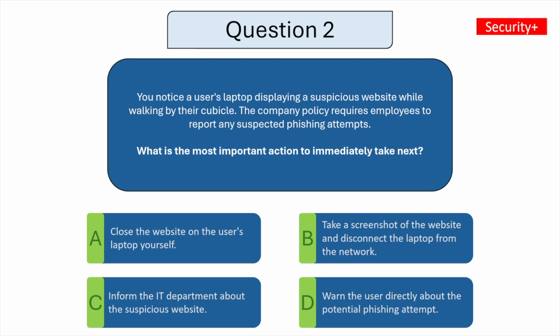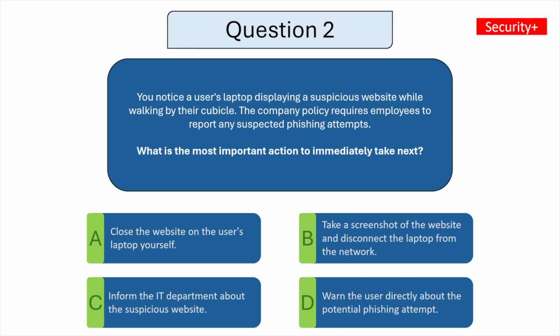Question 2. You notice a user's laptop displaying a suspicious website while walking by their cubicle. The company policy requires employees to report any suspected phishing attempts. What is the most important action to immediately take next? A, close the website on the user's laptop yourself. B, take a screenshot of the website and disconnect the laptop from the network. C, inform the IT department about the suspicious website. Or D, warn the user directly about the potential phishing attempt.